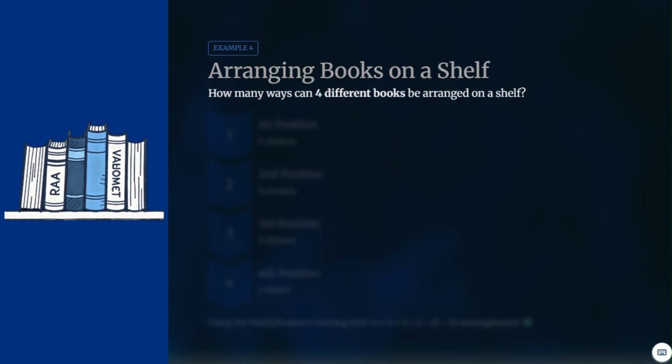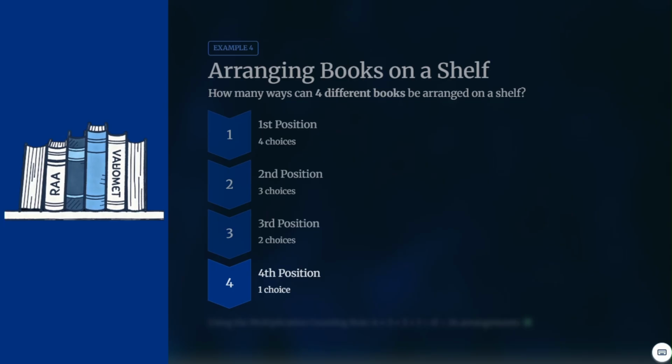how many ways can 4 different books be arranged on a shelf? So for the first position, you'll have 4 choices. But once you put the first book down, for the second position, there's only 3 choices left. For the third position, you'll have 2 books to choose from. And for the fourth position, there'll only be 1 book left. So using the multiplication counting rule, that'll be 4 times 3 times 2 times 1, which is 4 factorial. So in this case, you'll have 24 arrangements.